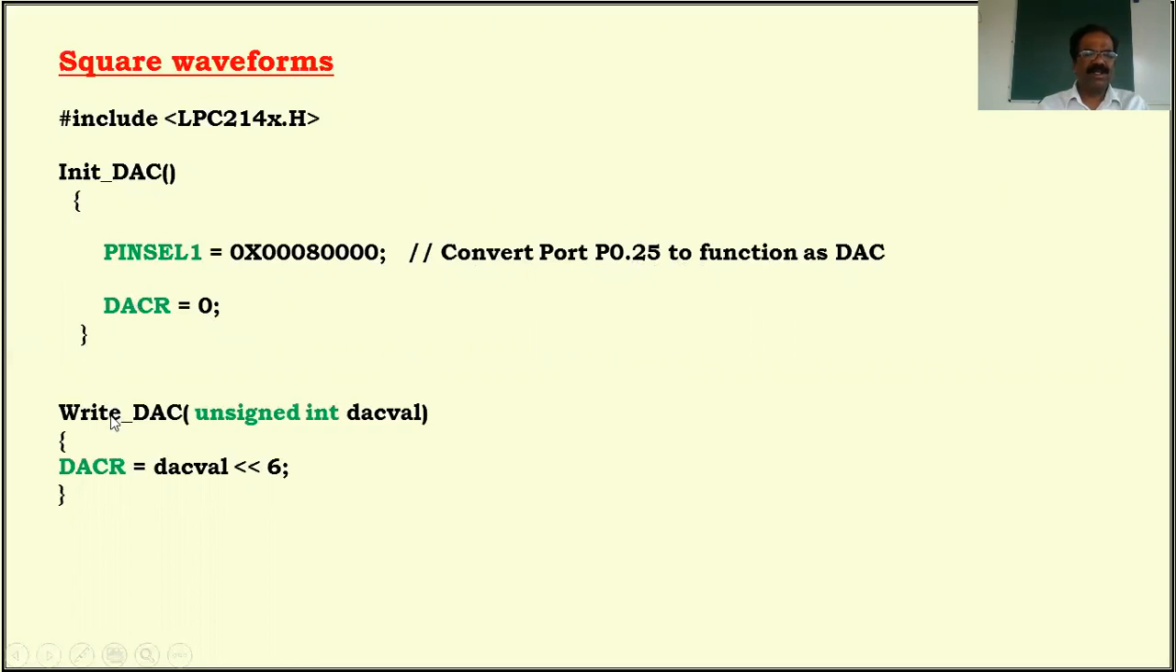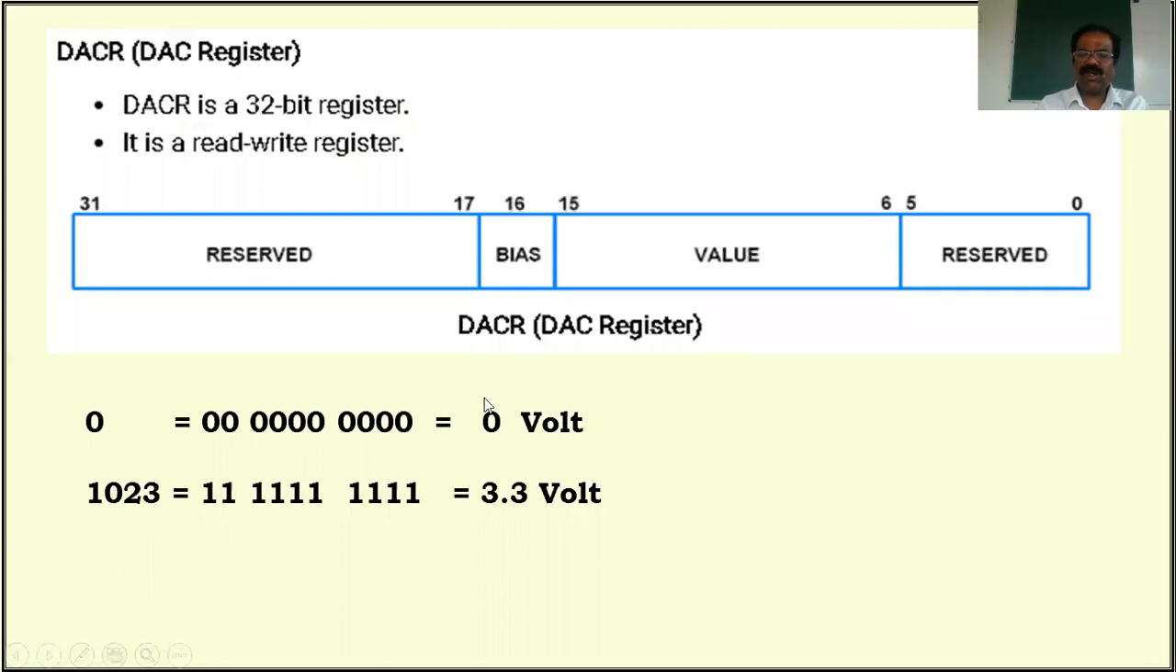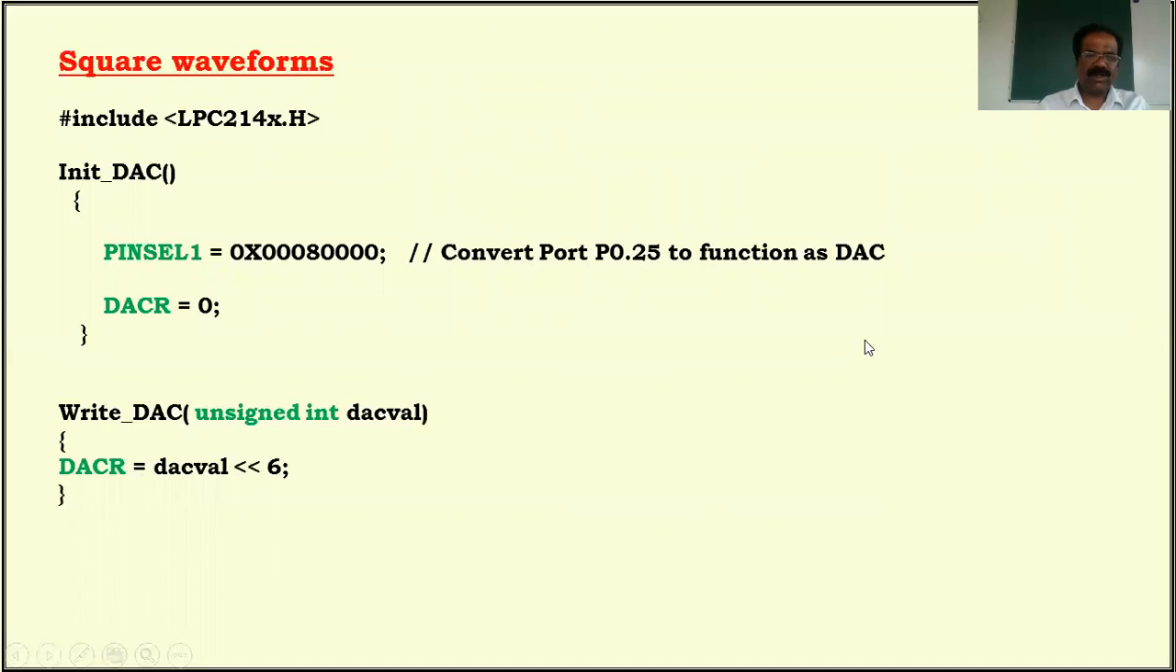It's one function. Then there will be one more function, writeDAC. We are going to send some value, the DAC value, which is an unsigned int. Then we have to write these values starting from where? Starting from bit number 6. You are not supposed to write starting from 0. If you want to convert any digital value to the equivalent analog, you have to write that value starting from 6.